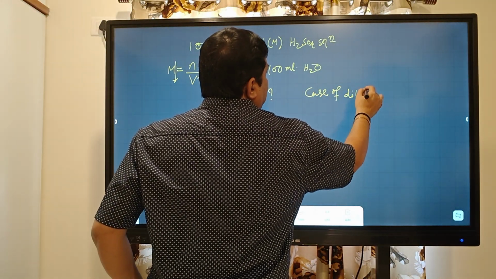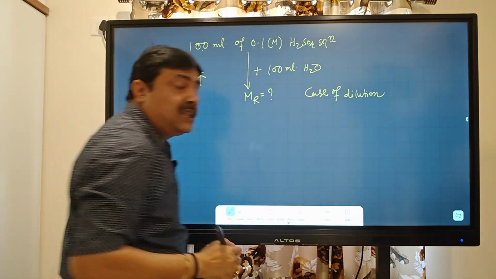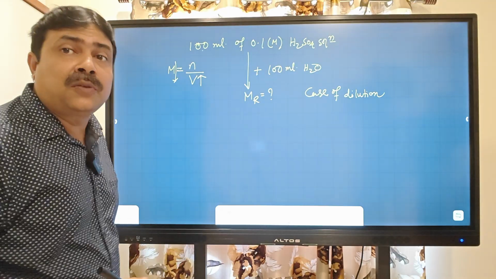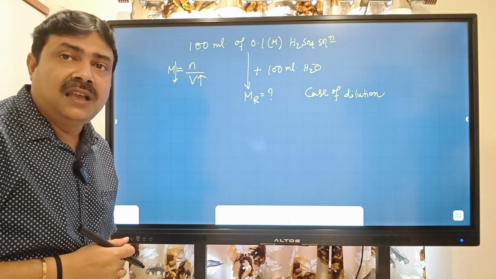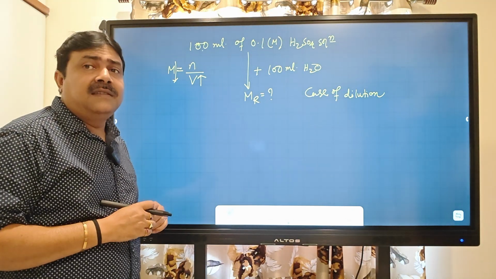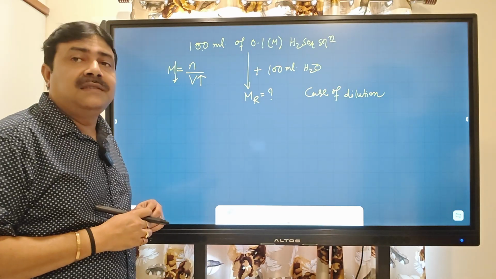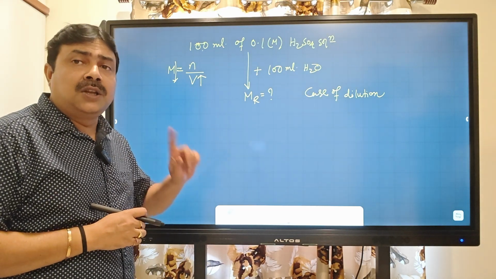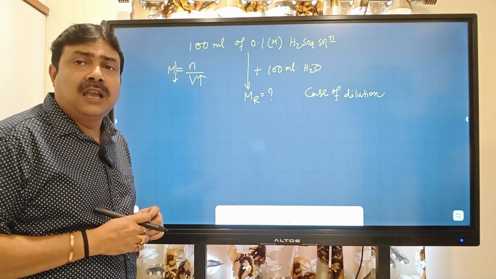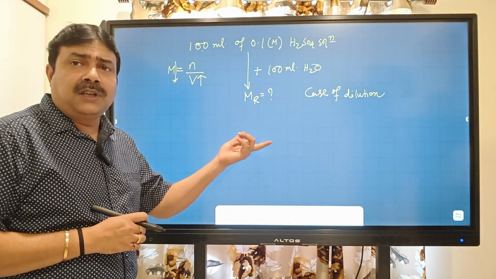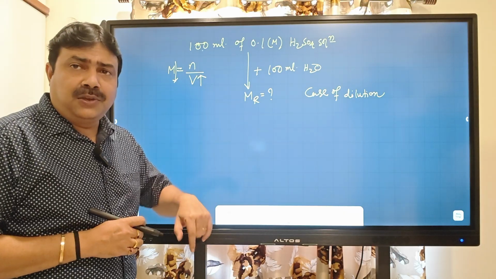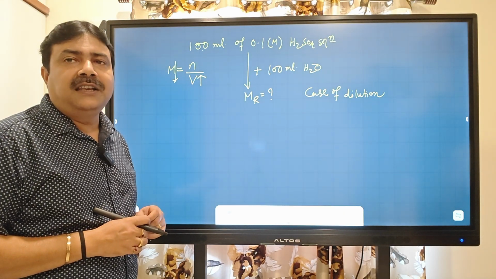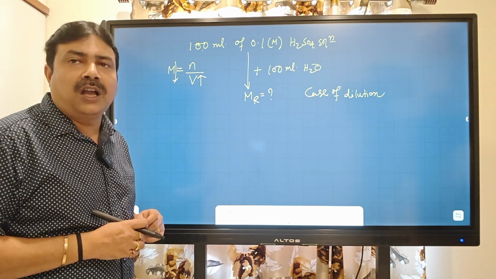Whenever there is a case of dilution, molarity will change because of the volume change, not because of the solute changing. Before dilution, whatever the number of moles of solute, after dilution the number of moles of solute is the same. Only molarity is changing, due to the change of volume.